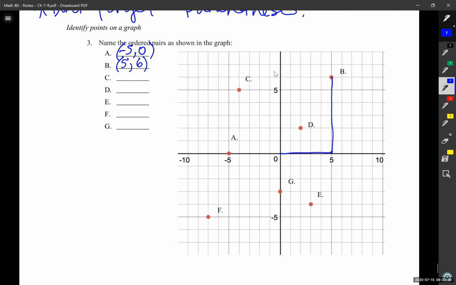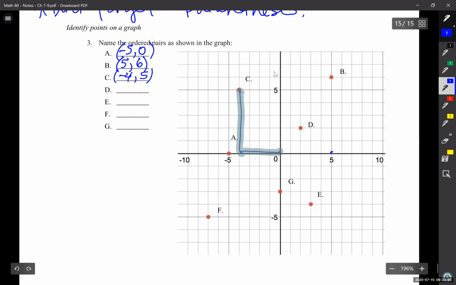Okay, C, we're going to go over left 4. So that would be a -4. And then up 5. Since it's up, it's positive. And again, just like number 1, if you're getting the hang of this, stop the video, do them all, and fast forward to the end to see what the answers are to make sure you're doing them right. For D, I'm going to go left 2. No, I'm not. I'm going right 2, up 2. Everything's positive, so I have 2, 2.